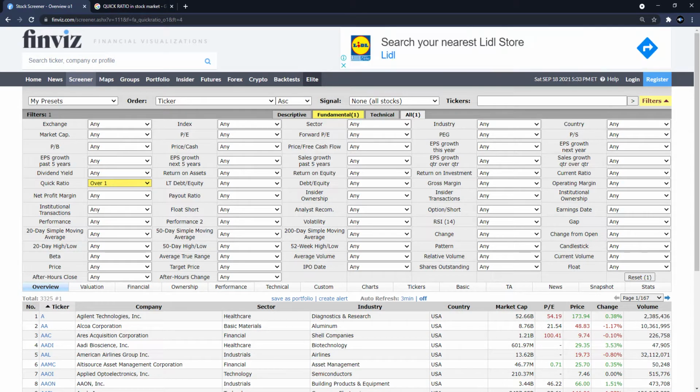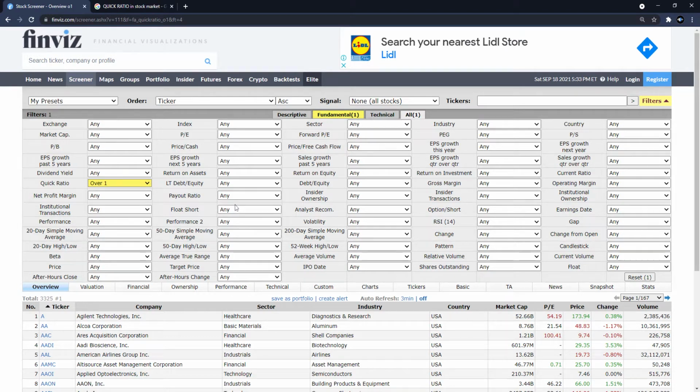Then from here on, what we want to fill in will be the float short. Okay, the float short. What does the float short even mean, bro? Float short is the amount of short selling transactions of a given stock. We want it to be higher than 20%.